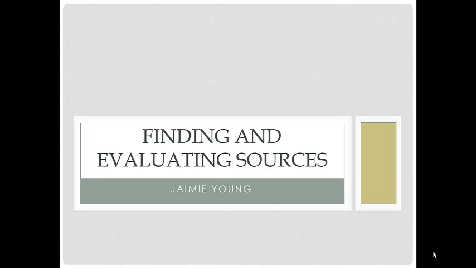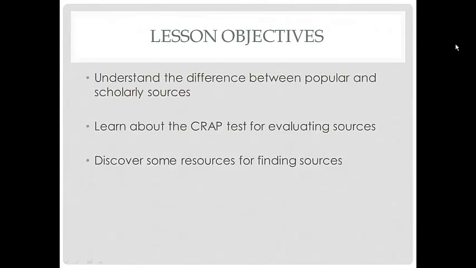So we're going to start talking a little bit about finding and evaluating sources. So let's get started with that. So 3 big things you're going to learn about today. First, you're going to understand what the difference is between popular and scholarly sources. I'll get to that in a second. You're going to learn about the CRAP test for evaluating sources. It's a really quick little test that you can do to see if it's a good source or not. And then we're going to talk about some resources for finding sources.